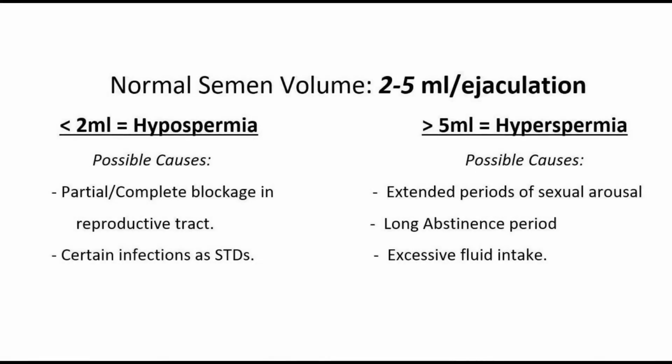Approximately 2 to 5 ml is considered as the normal volume of semen per ejaculation. Low semen volume, also known as hypospermia, could be an indication of partial or complete blockage in the reproductive tract, especially the seminal vesicles. It could also be the result of certain infections such as STDs. High semen volume, also called hyperspermia, can be caused by extended periods of sexual arousal and stimulation, abstinence from sex and masturbation, excess intake of fluids, etc.